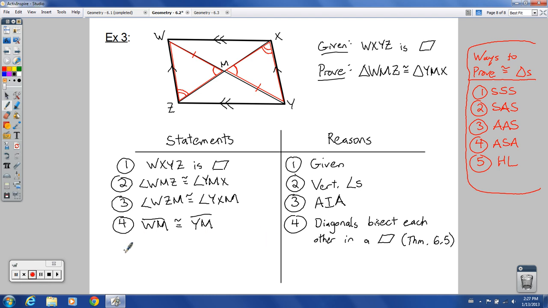And then finally step 5 now. Do we have enough? I sure do. I've got angle, angle, side matching up with angle, angle, side over here. And so I have my final step here. Let's write it in the order that it was given to me. Triangle WMZ is congruent to triangle YMX by angle, angle, side, the way I've done it here.